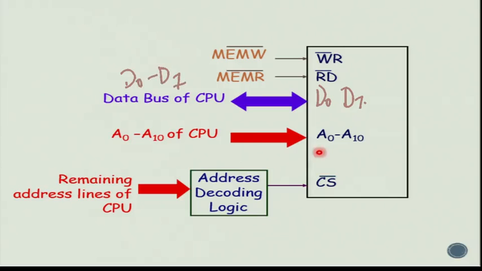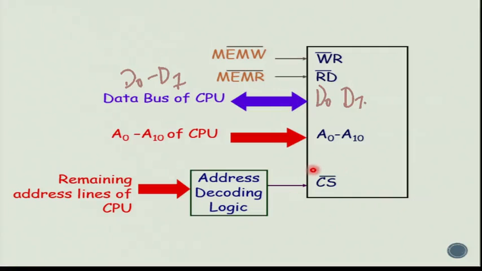You are going to be using the first 11 address lines A0 to A10. So A0 to A10 of the system bus goes as A0 to A10 here. The write signal of course gets connected to memory write. The read signal gets connected to memory read. So that is simple. Now comes the chip select.